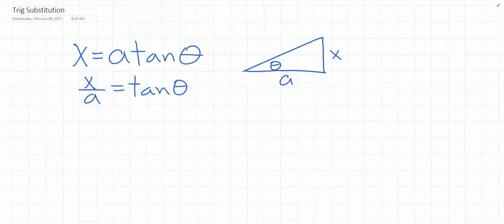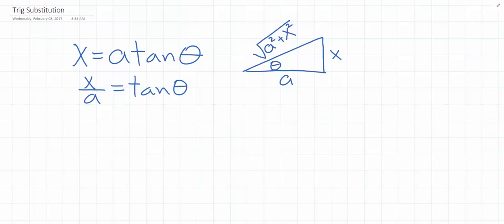And I still don't have the third side, but remember, Pythagorean theorem says that that third side squared is equal to the sum of the squares of the other two sides. So what we have here, the length of this side is just going to be the square root of A squared plus X squared. So that's pretty clear, right?